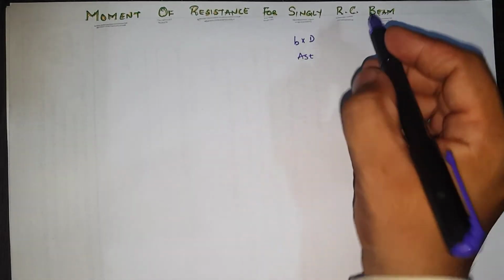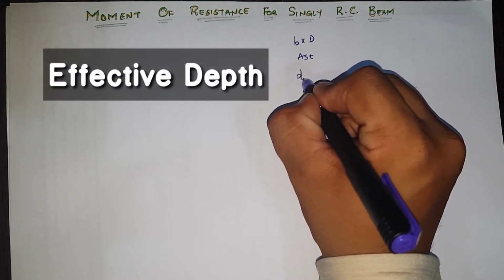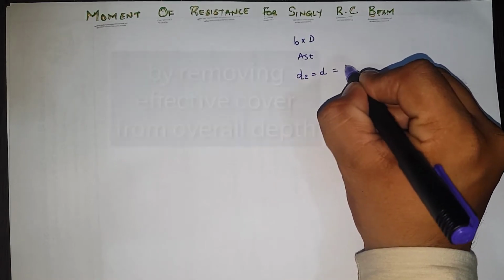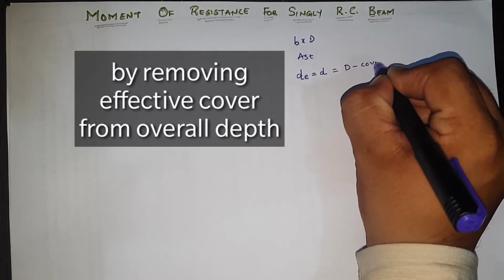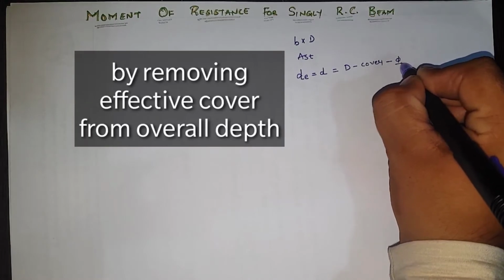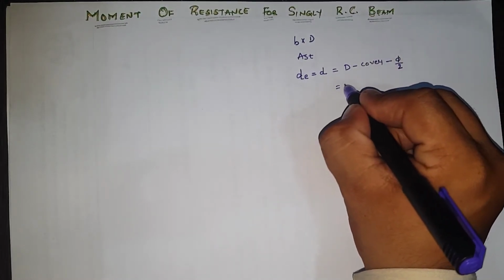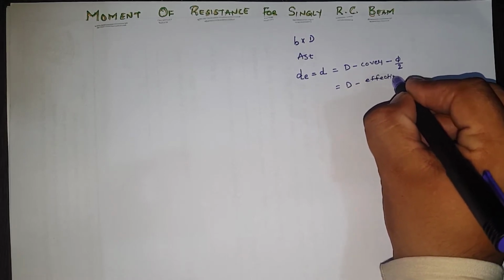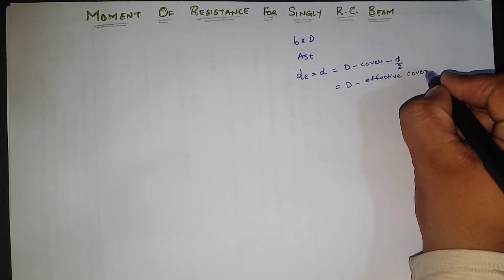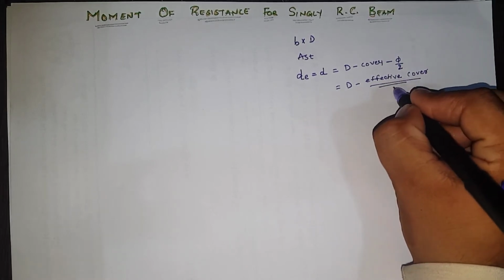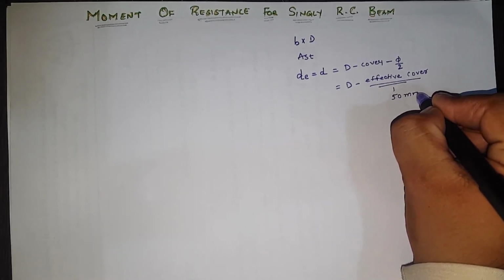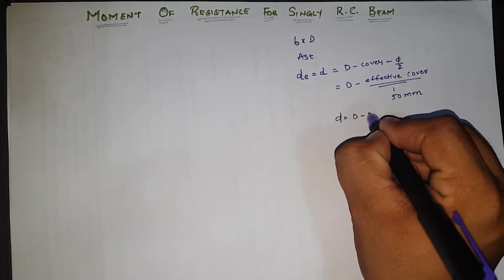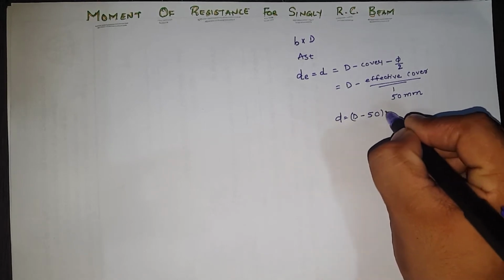From this data, first of all we are going to calculate the effective depth, small d, which is equal to D minus cover minus diameter by 2, or capital D minus effective cover. Generally in calculation we assume the effective cover as 50 mm. So we can directly say that small d is equal to capital D minus 50, in terms of mm.